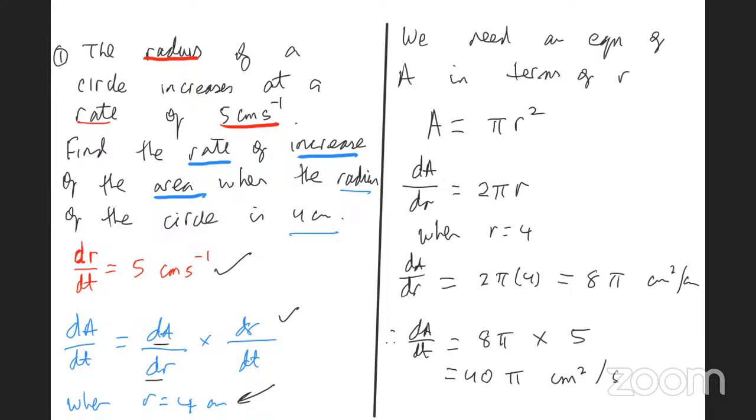Notice when they use the word increase, it means that this overall value should be positive. If they use the word decrease, then the overall value should be negative. So you could put a little sign to remind you.